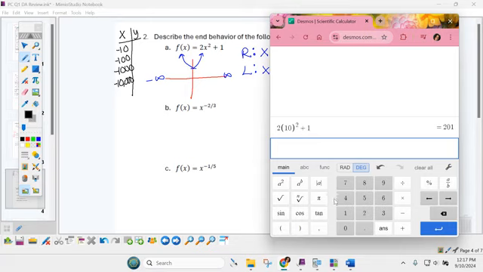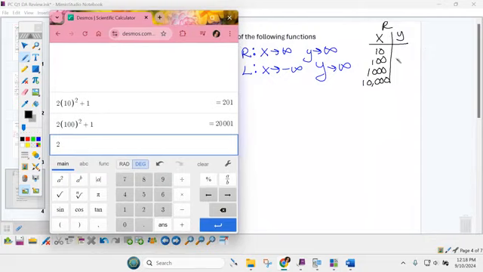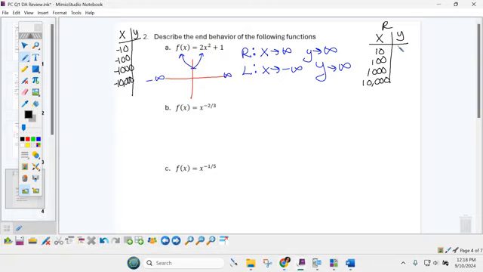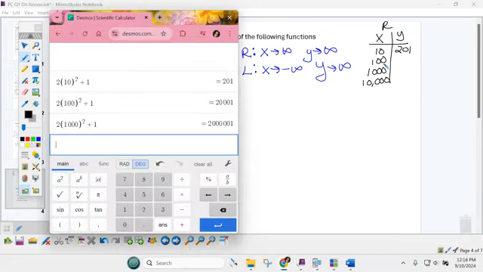So 201. Then I'm going to do that again, but with 100 put in. 20,000. The numbers are getting very big. Sorry, that's for this one. Very big, very quickly. 2 million. So see how these y values are getting bigger and bigger and bigger. That's showing the y's going to infinity.